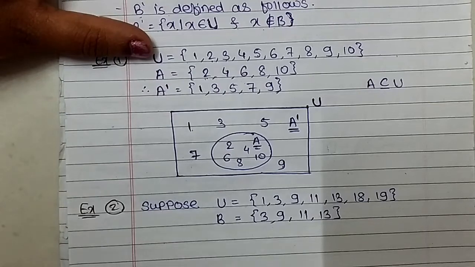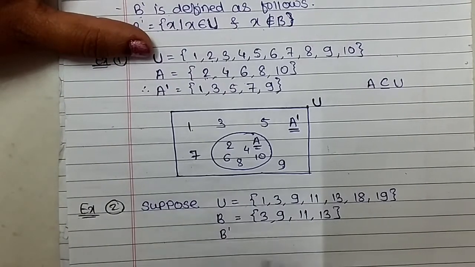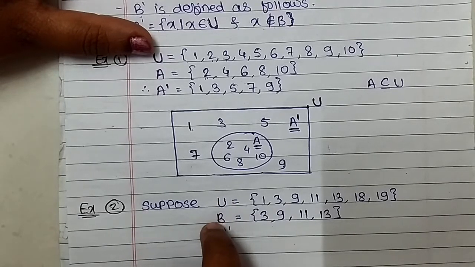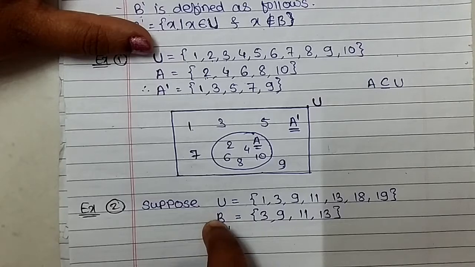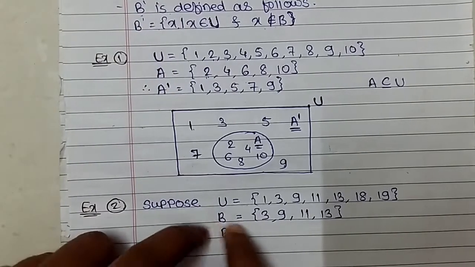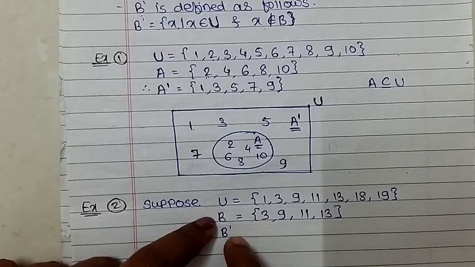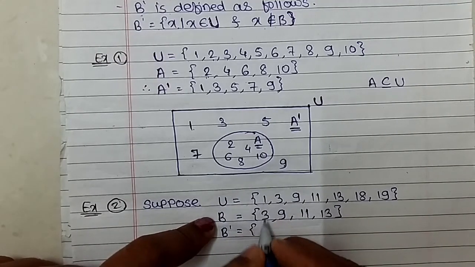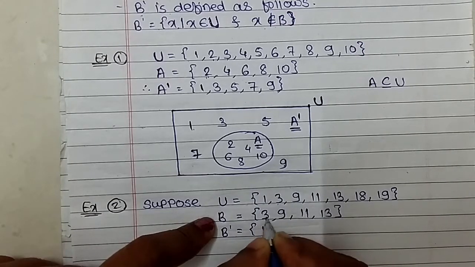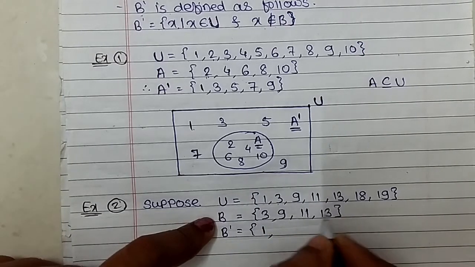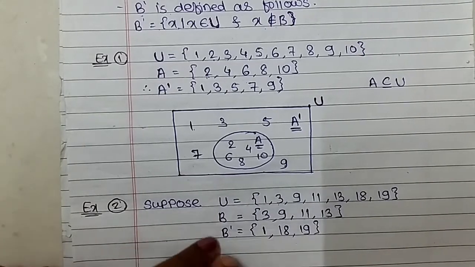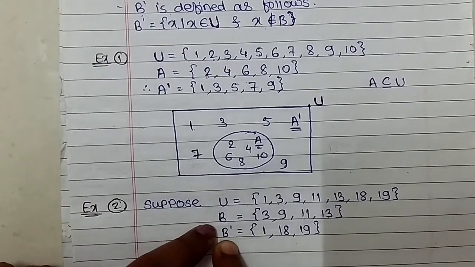Next, we want to calculate B's complement. So how to calculate? Just compare set U and B here. Those elements not present in the B set, write down in B's complement. So which element is not present here? That is 1. Okay, 3 is present, 9 is also present, 11 is also present, 13 present, then 18 and then 19. So this is the complement of set B. Clear? Understand?